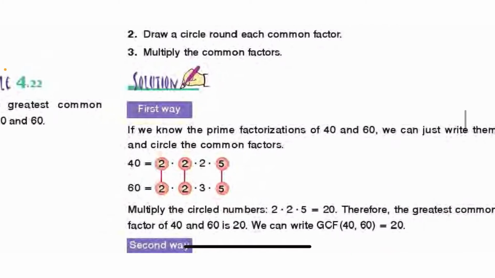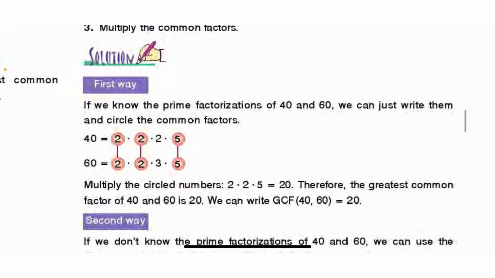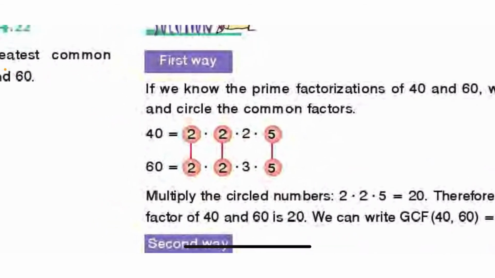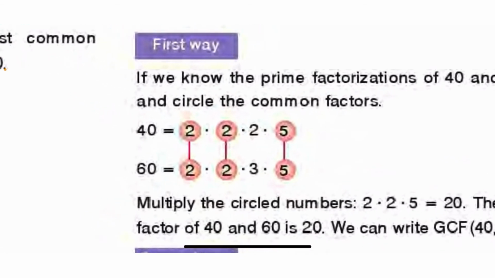They showed us two ways, but the first way, I think, is the simplest. To find the GCF of 40 and 60, we have to factorize them into prime numbers. We factorize 40 first. It's 2 times 2 times 2 times 5. And 60 is 2, 2, 3, and 5.